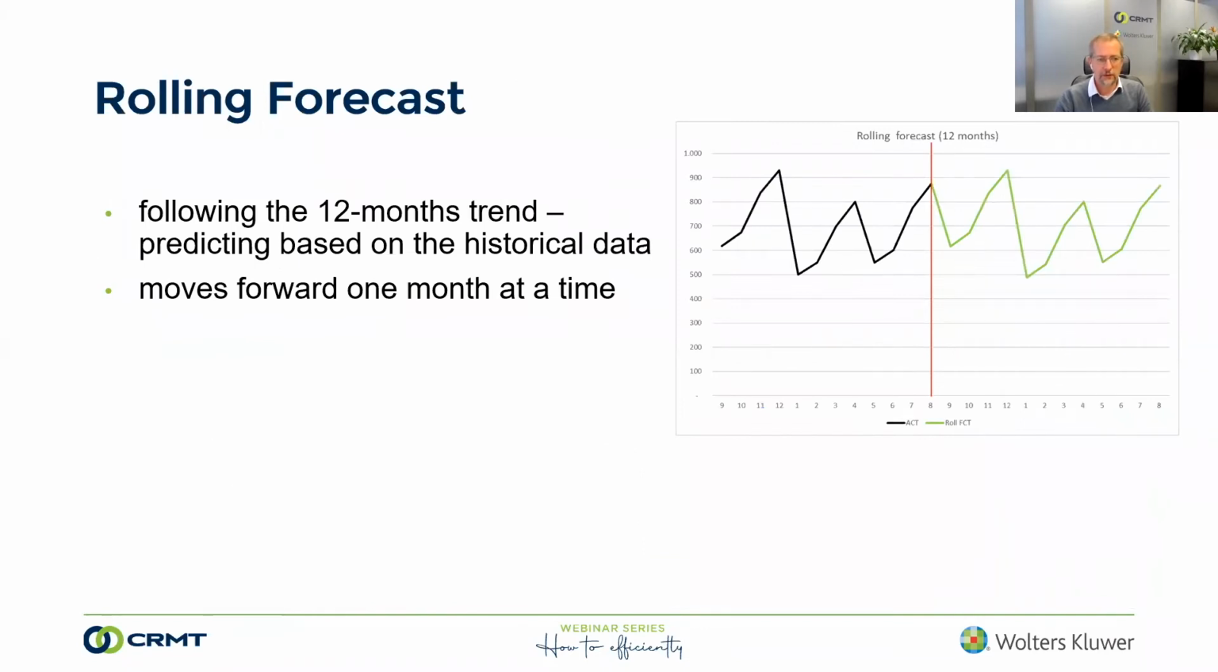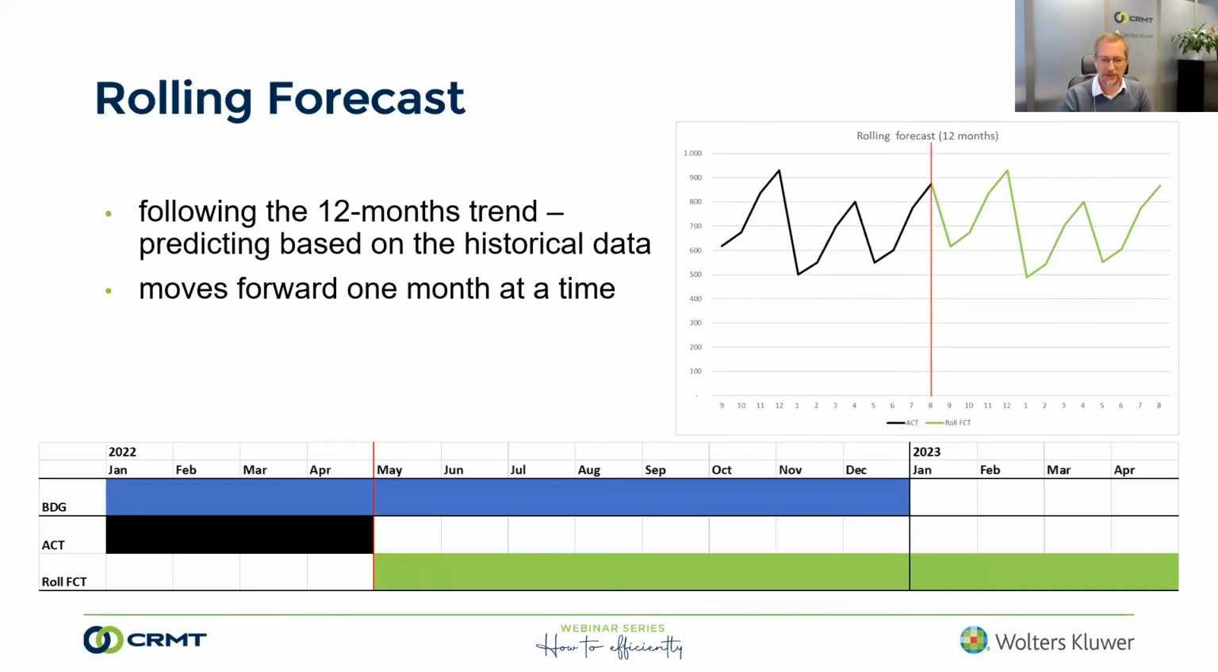Then we have also a rolling forecast, which usually follows the trend from the past and predicts the future. Usually it's a 12 months forecast based on either 3 months, maybe 6 months, maybe even 9 months of historical data. What's important with the rolling forecast is that the forecast moves one month at a time. So each time there is a window of 12 months that we are moving month to month. I tried to represent this in the following graph.